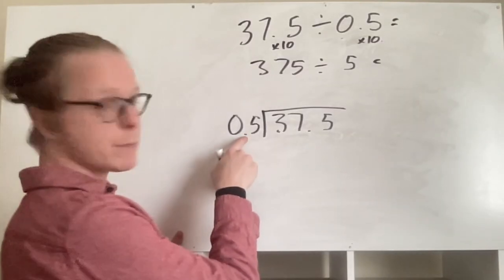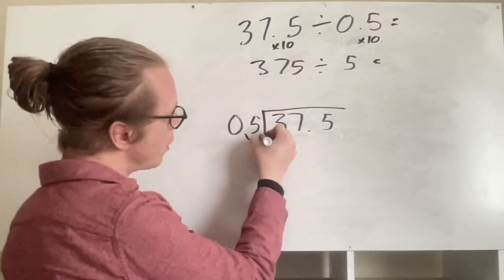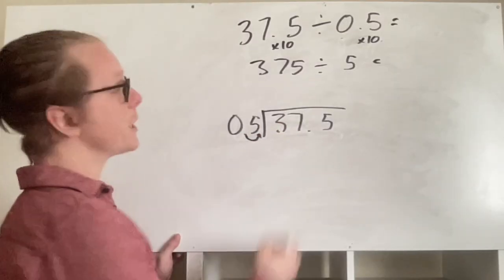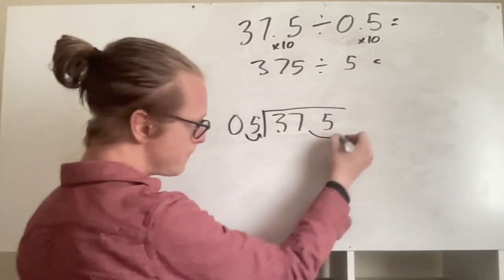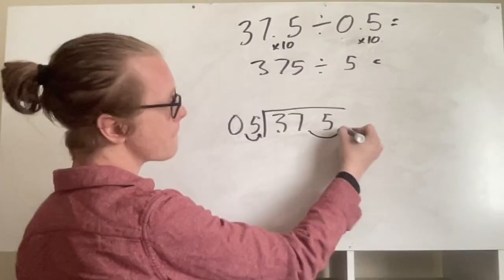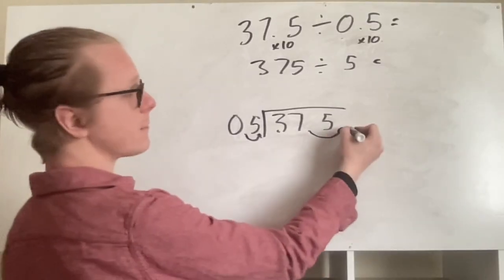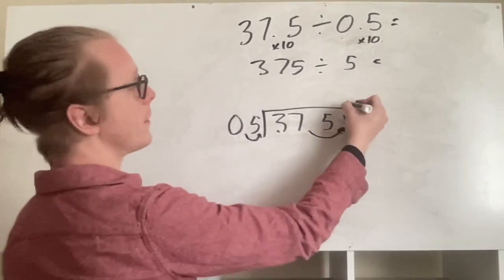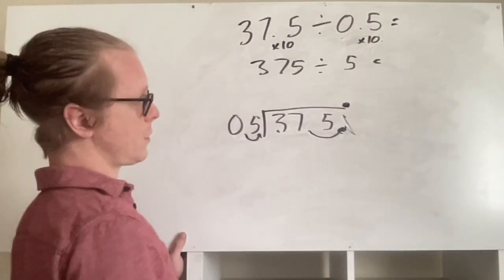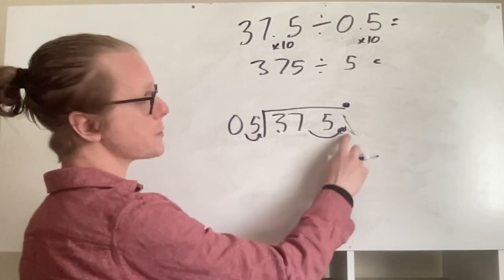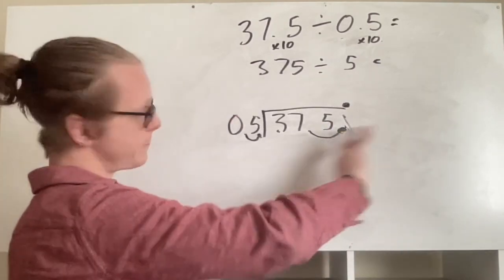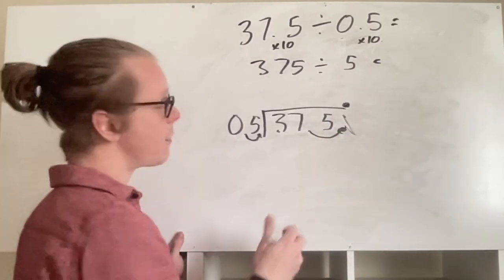How many spots do I need to move it to get rid of it? Just 1 spot over, right? It would become 5 now. So because I move this 1 spot over, I'll move this 1 spot over as well. And once I've moved it, I'm going to go ahead and put it right up in the answer. Okay, so now this is a 5, and we moved our decimal point 1 spot over. From here, we're just gonna do long division as we already know how.